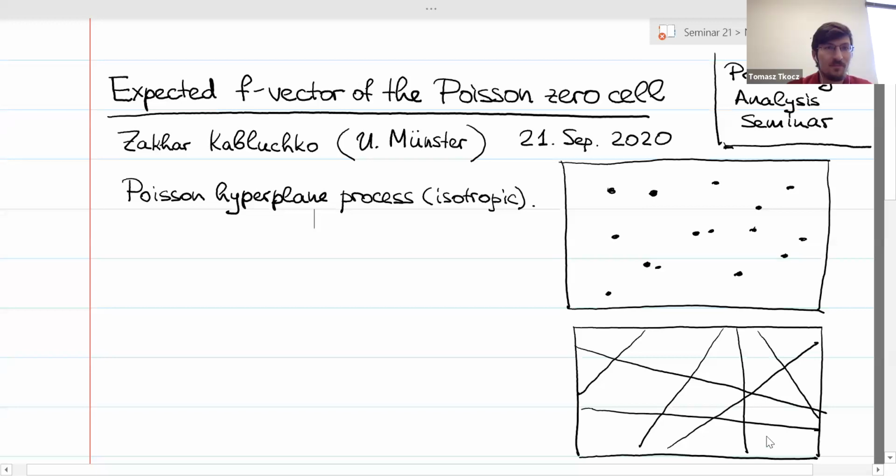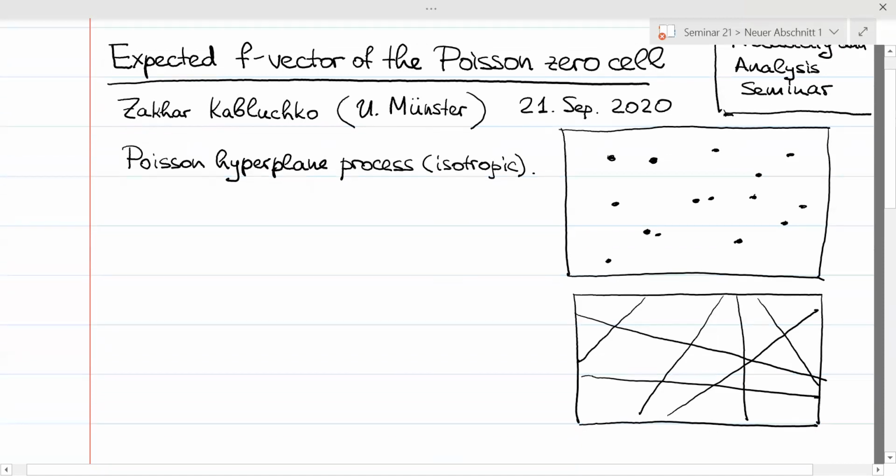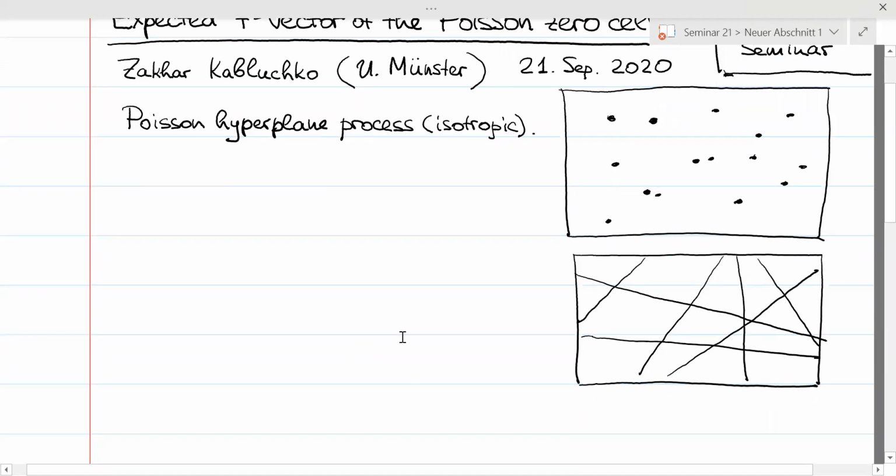So to start with, imagine that you look at the sky at midnight, then you see stars, and one may try to model them using a Poisson point process, like here. Now imagine that you look at the sky at midday, then you see airplanes, and the trajectory of any airplane is a straight line. So you see random straight lines in the plane.